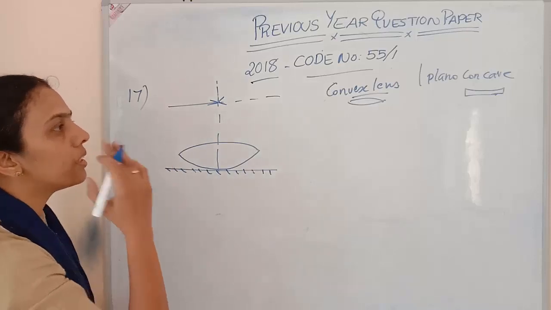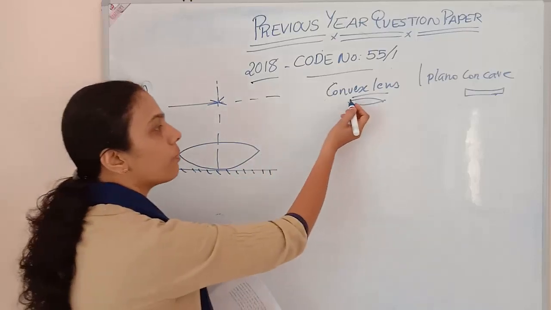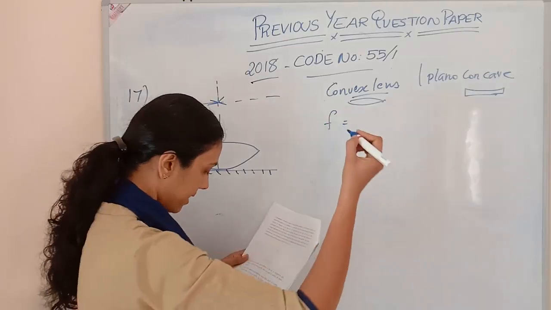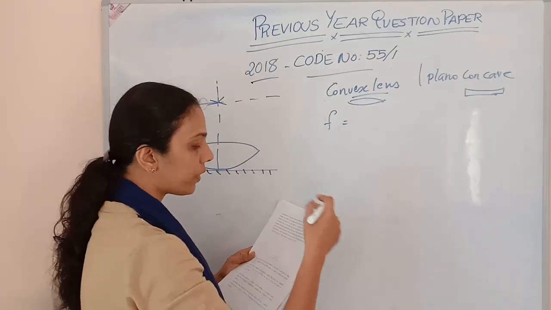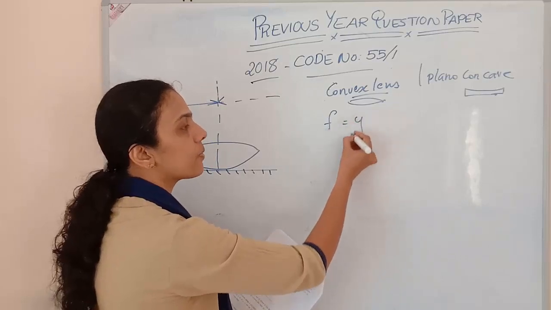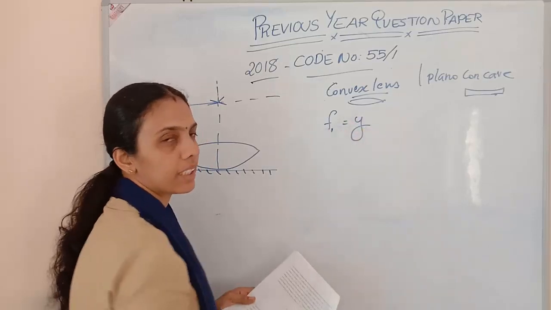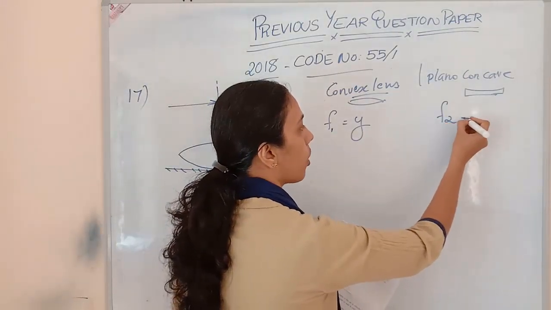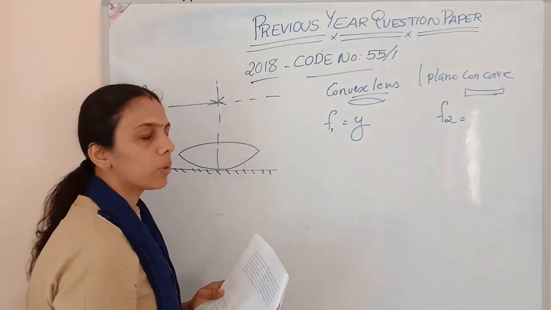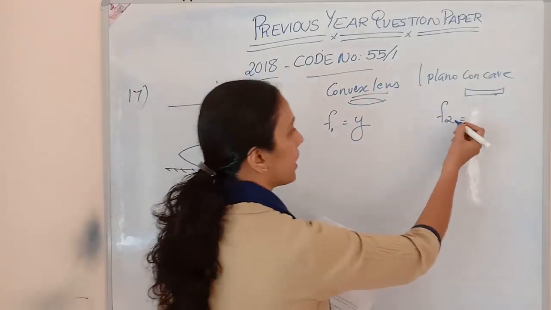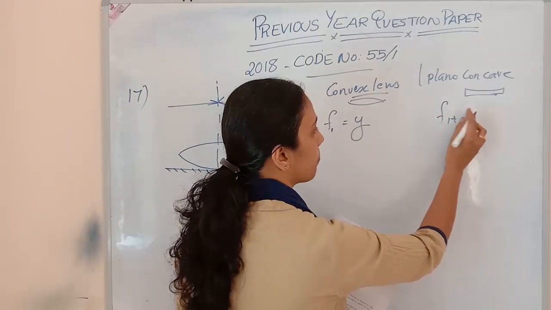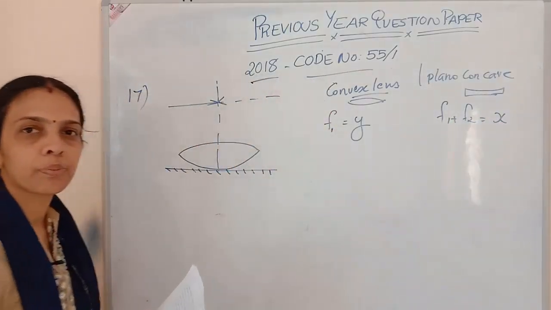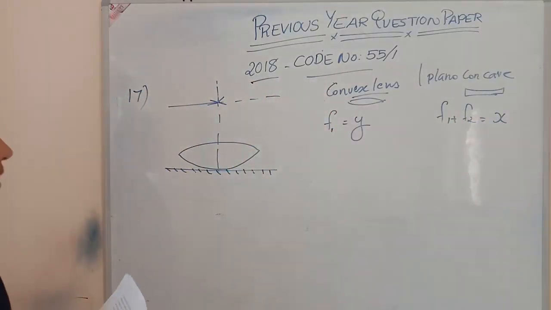So how can we find this if the convex lens alone is there? On removing the liquid layer, the focal length is y. This one I am taking as f1. And initially with the plano concave lens included, I get the focal length f1 plus f2, including both, and the total focal length is given as x.